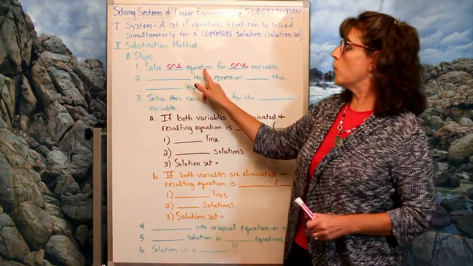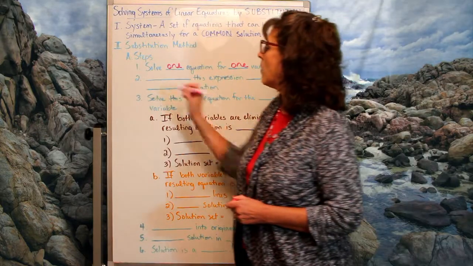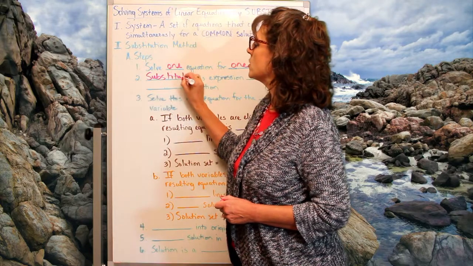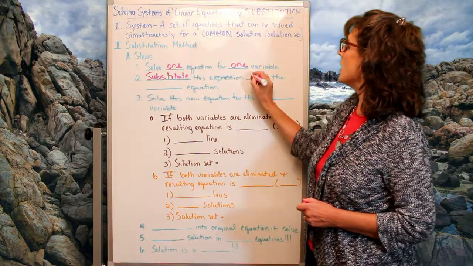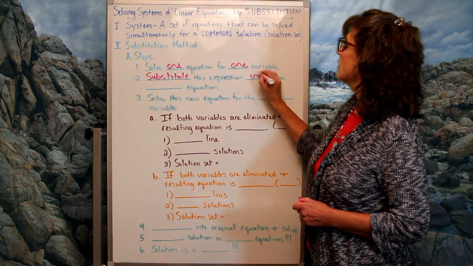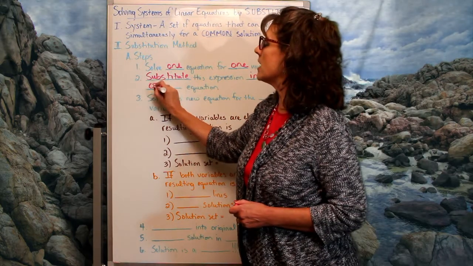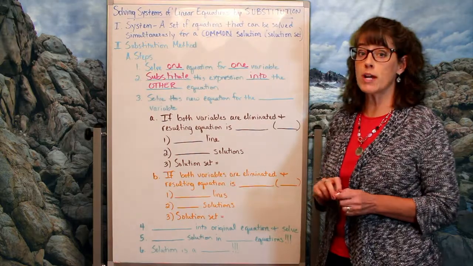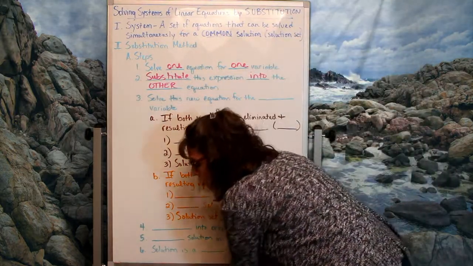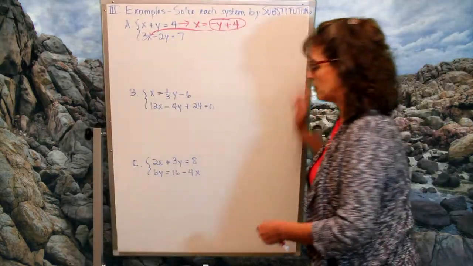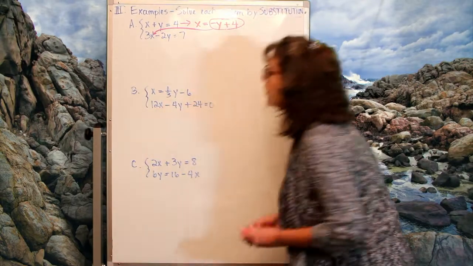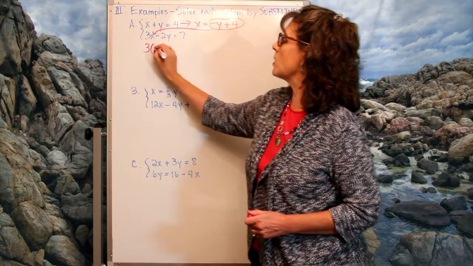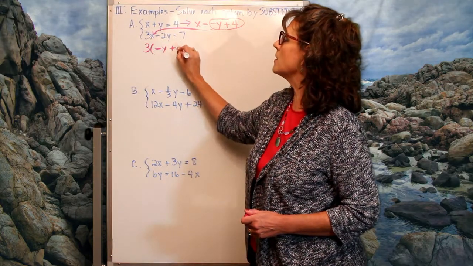So we have solved one equation for one variable, and now what we're going to do is substitute this expression into the other equation. That is critically important, so I'm putting it in all caps. Into the other equation. Now notice that when I do that, it was 3 times x, but now it's going to be 3 times all of this, negative y plus 4.